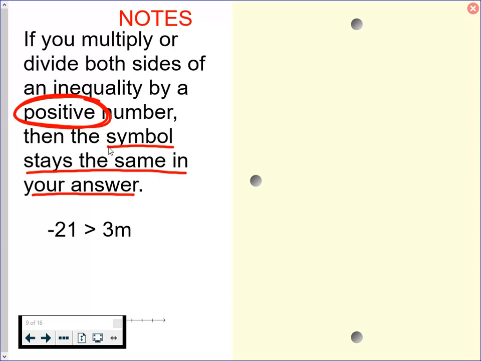So when I look at this, I see 3 times m. My job is to divide by 3. 3 divided by 3, 1m. Negative 21 divided by 3, negative 7. The symbol stays the same. It said greater than, I leave it greater than. Very, very, extra, very important.